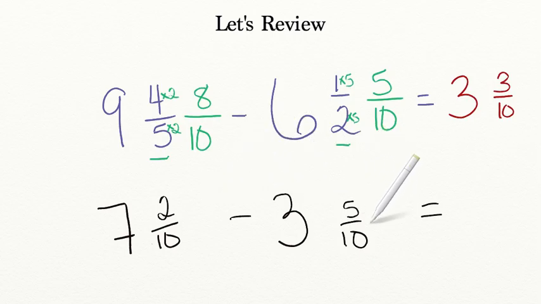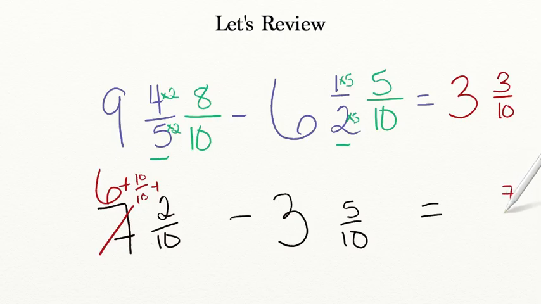We can't subtract 5/10 from 2/10. So I'm going to rename one whole to be 10/10. And then I'm going to add that to my 2/10. So I now have 12/10. Now I can subtract. 12/10 minus 5/10 equals 7/10. And now I can subtract my whole numbers. 6 minus 3 equals 3.